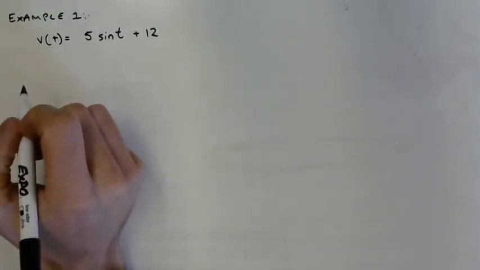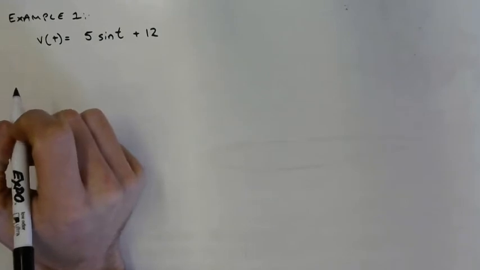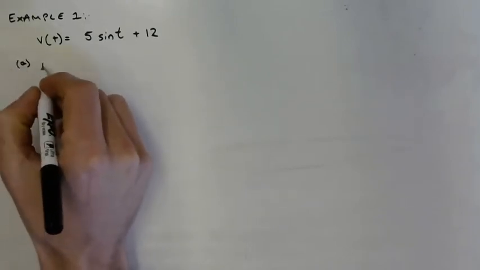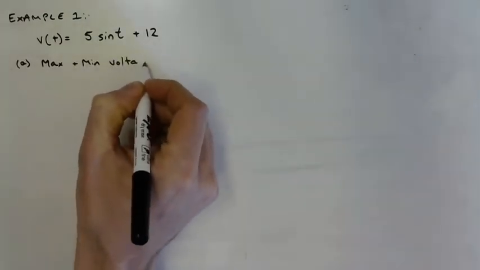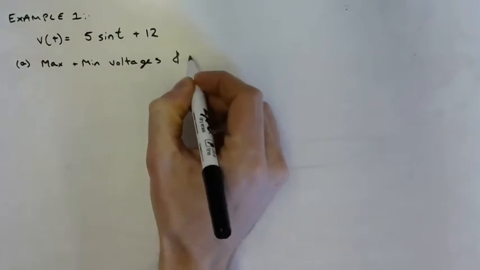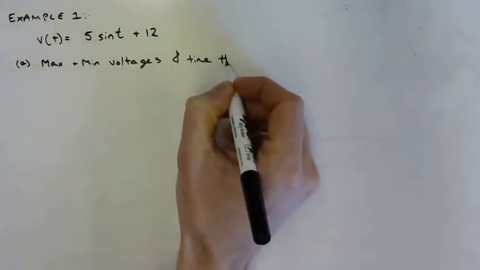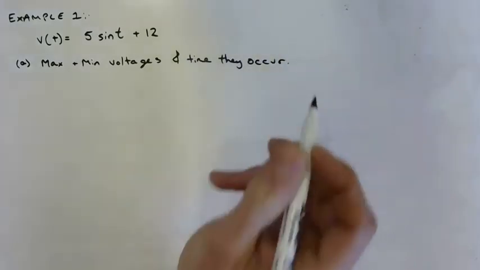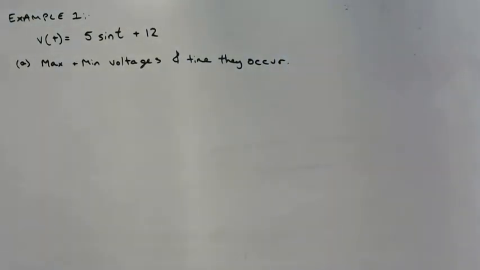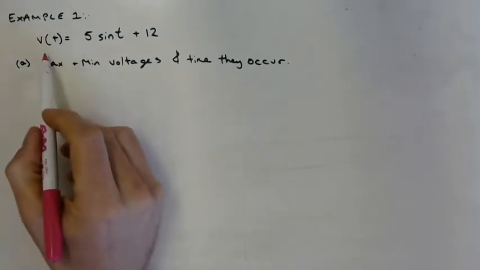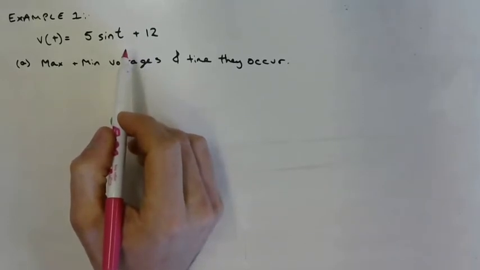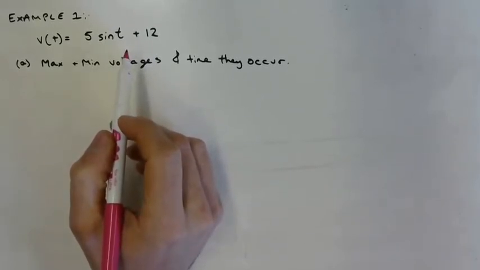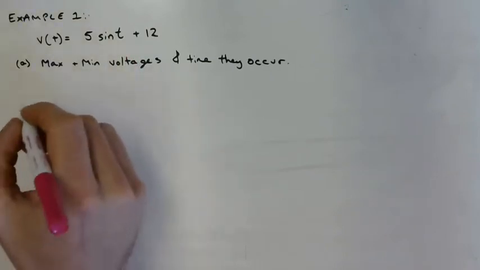A, find the maximum and minimum voltages and the time at which they occur. All right, in order to do that, we are going to find our critical values by differentiating our given function. So we're going to calculate the derivative with respect to time, and then we'll set the derivative equal to 0 to find our critical values.